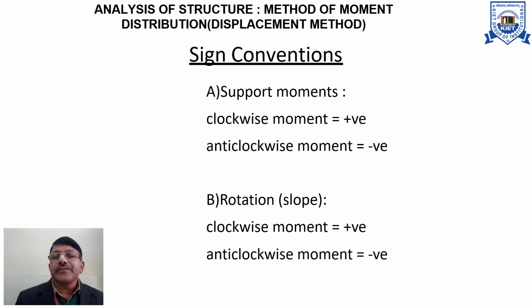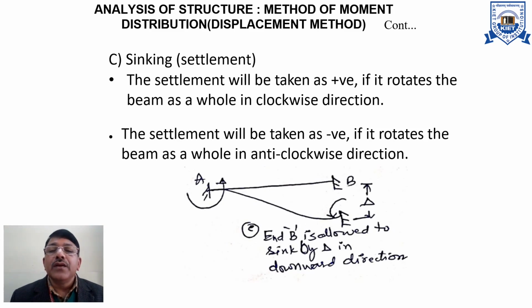Alright. Then the sign conventions which we are going to adopt. Moments at support: clockwise moments we will take positive, anti-clockwise negative. Rotations: clockwise rotations positive, anti-clockwise rotations negative.